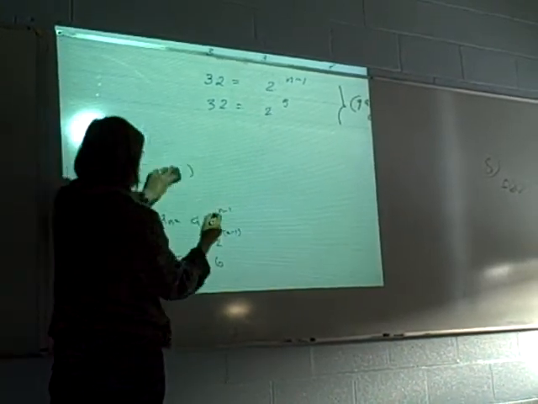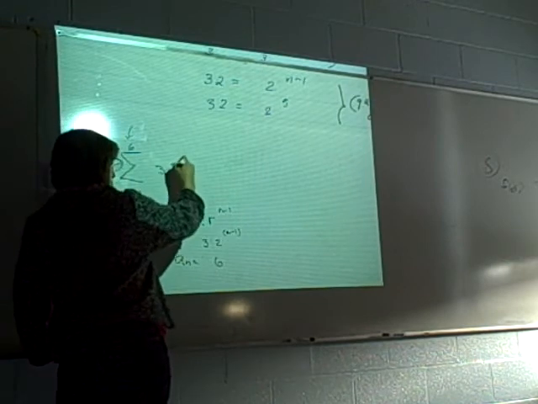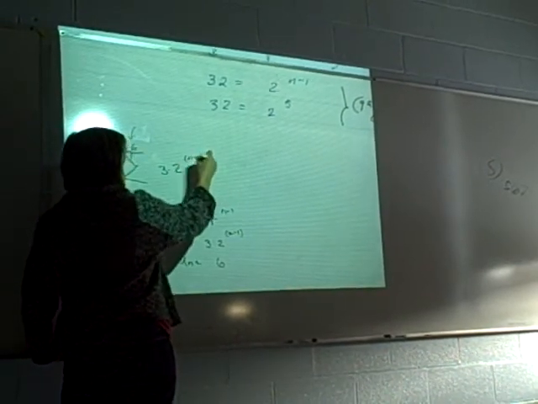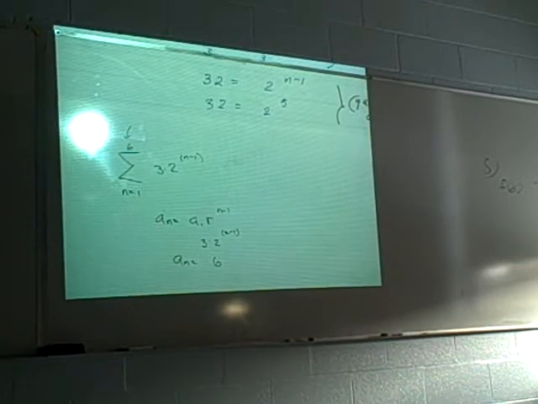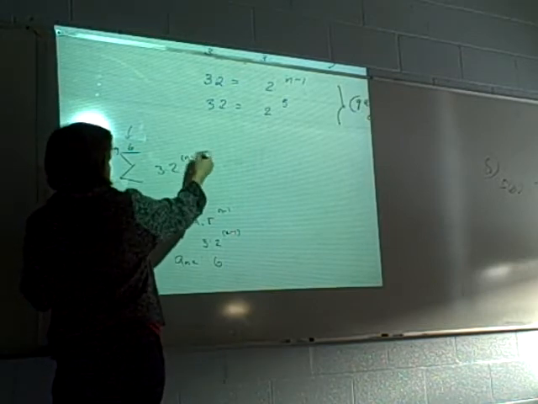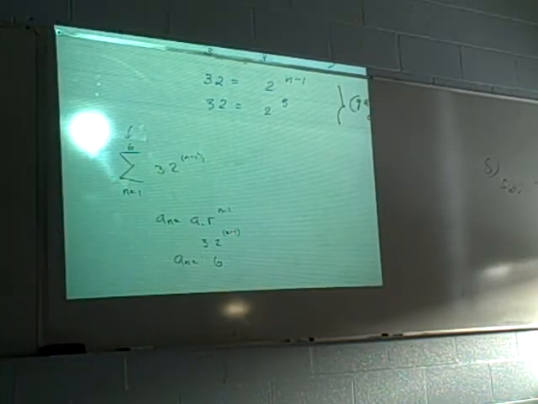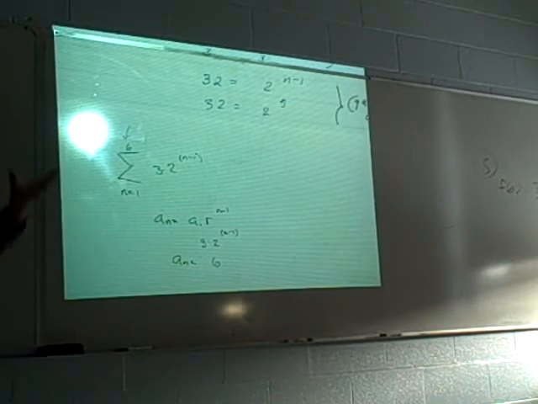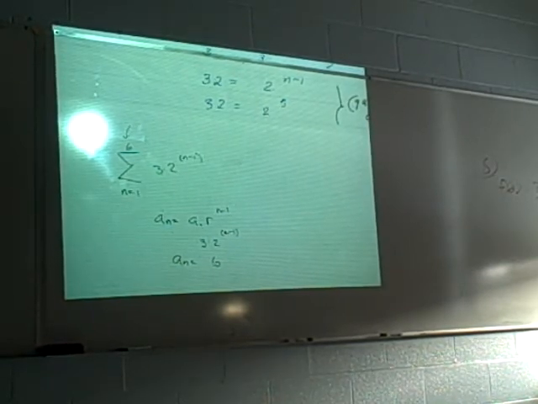A1, oh, sorry, you're right. I'm doing 3 times 2 to the n minus 1. Where do you put the parentheses? I'm using the parentheses for my exponent. It's just my exponent is in parentheses so I don't lose it there. Does the order of operations matter? No.